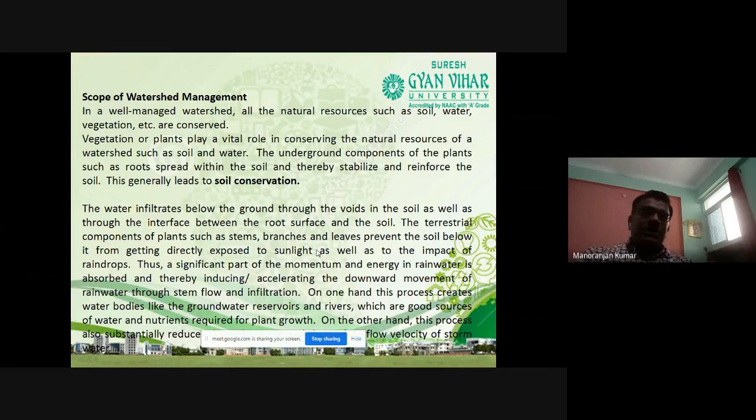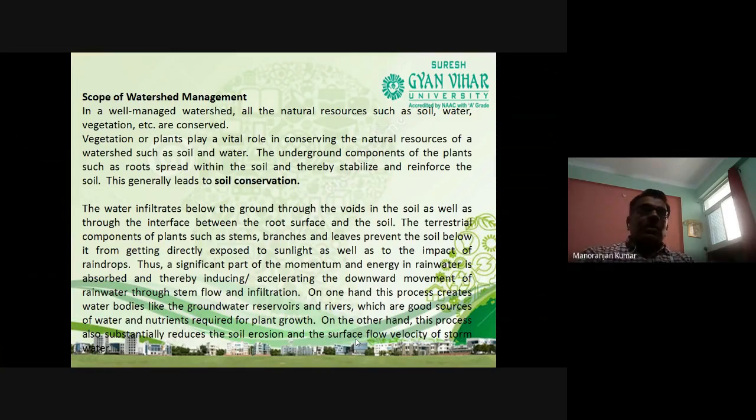The terrestrial component of plants such as stem, branches and leaves prevent the soil below from getting directly exposed to the sunlight as well as to the impact of the raindrop. Thus, a significant part of the momentum and energy of the rainwater is absorbed, thereby inducing and accelerating the downward movement of the rainwater through stem flow and infiltration. On one hand, this process creates water bodies like groundwater reservoirs and rivers, which are good sources of water and nutrients required for plant growth. On the other hand, this process also substantially reduces soil erosion and the surface flow velocity of the storm.